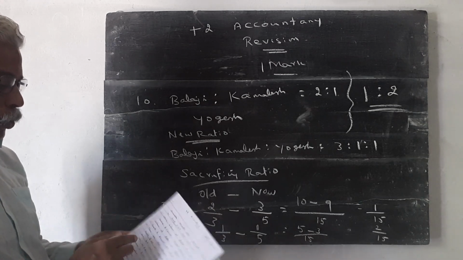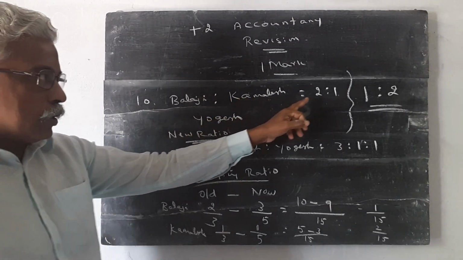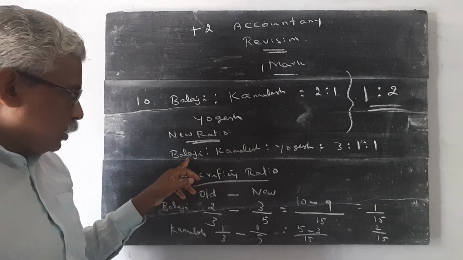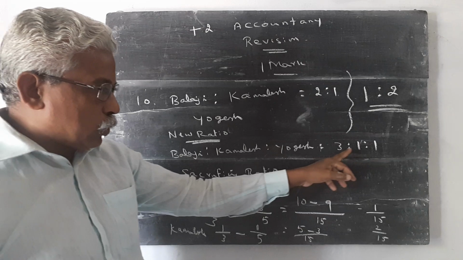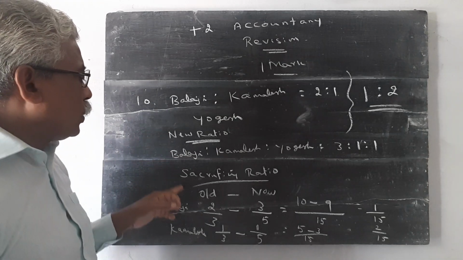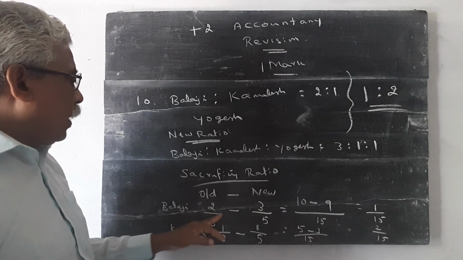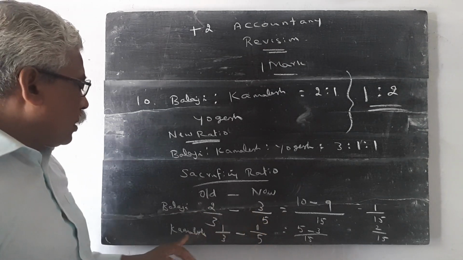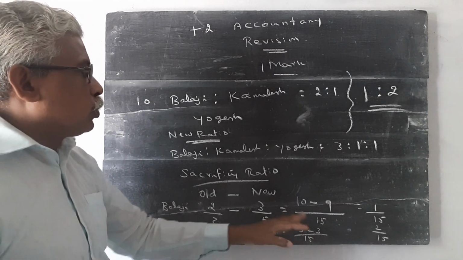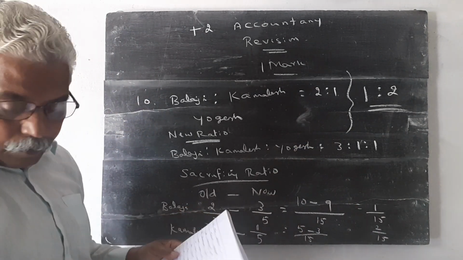The answer is 1:2. Once again, I explain. Balaji and Kamalesh are 2 partners. They share profit and losses in the ratio 2:1. Yogesh, a new partner, is admitted. The new ratio of Balaji to Kamalesh to Yogesh is equal to 3:1:1. Calculate the sacrificing ratio. Sacrificing ratio is equal to old ratio minus new ratio. Balaji's old ratio is 2/3 minus new ratio 3/5. Kamalesh's old ratio is 1/3, new ratio is 1/5. So we have to simplify it. We will get 1:2. This is the answer. Then question number 11.